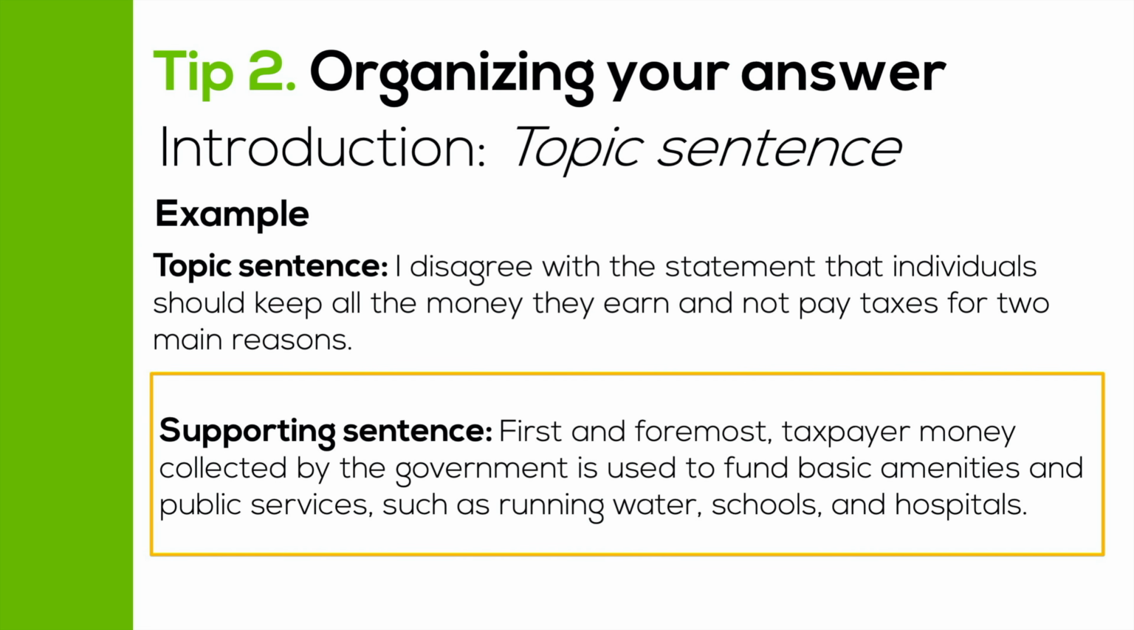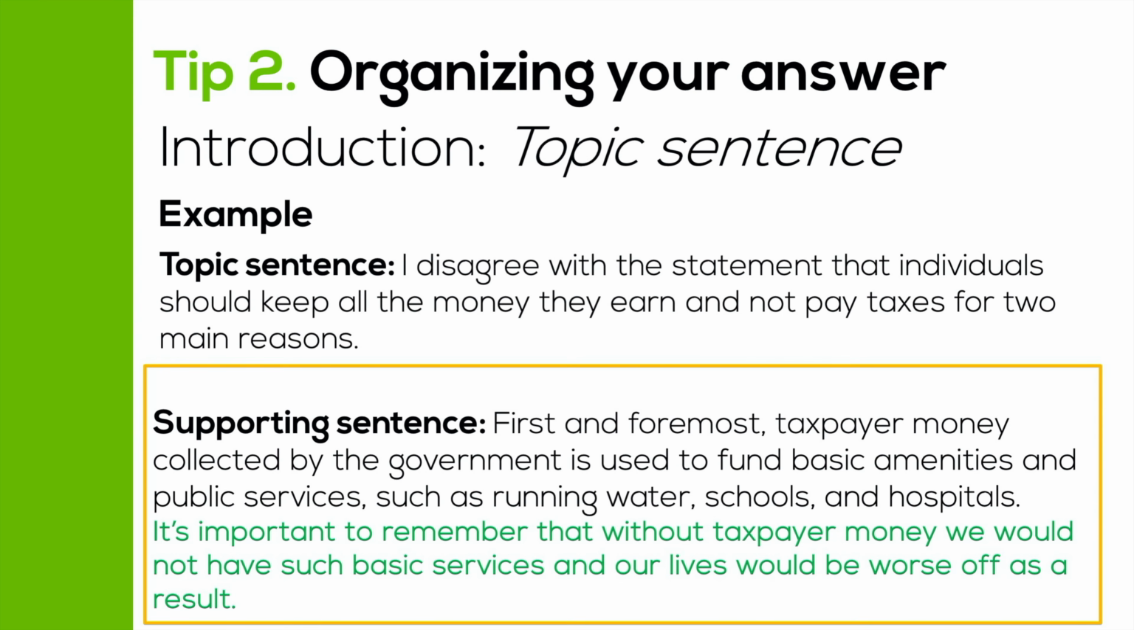First and foremost, taxpayer money collected by the government is used to fund basic amenities and public services, such as running water, schools, and hospitals. So my first supporting sentence is clearly related to my topic sentence, and it provides further information to support my topic sentence. You could also include some more information, just like this. It's important to remember that without taxpayer money, we would not have such basic services and our lives would be worse off as a result.